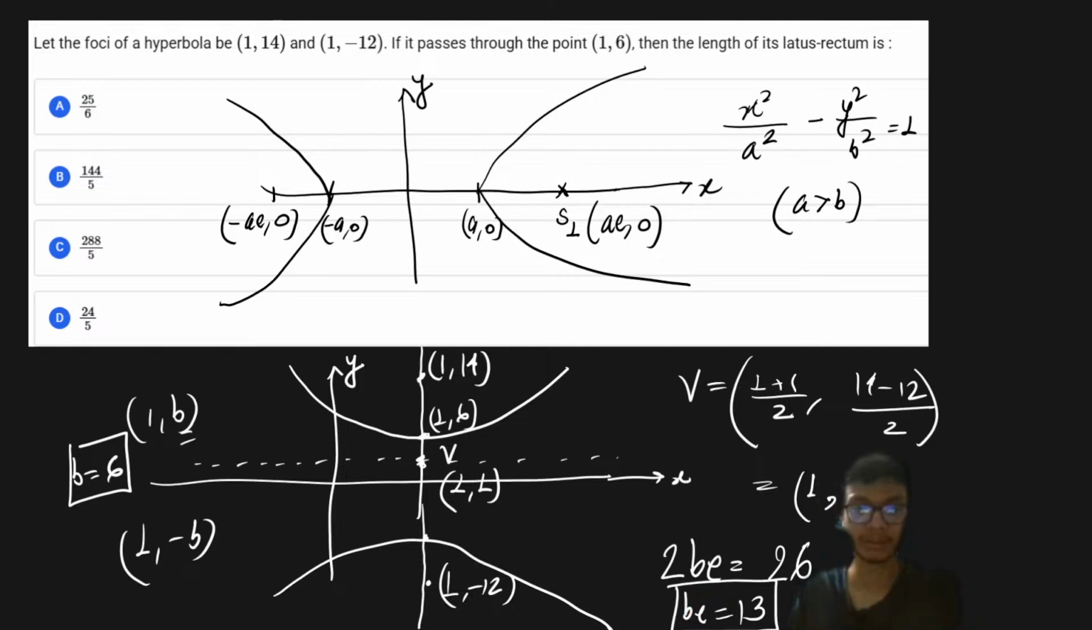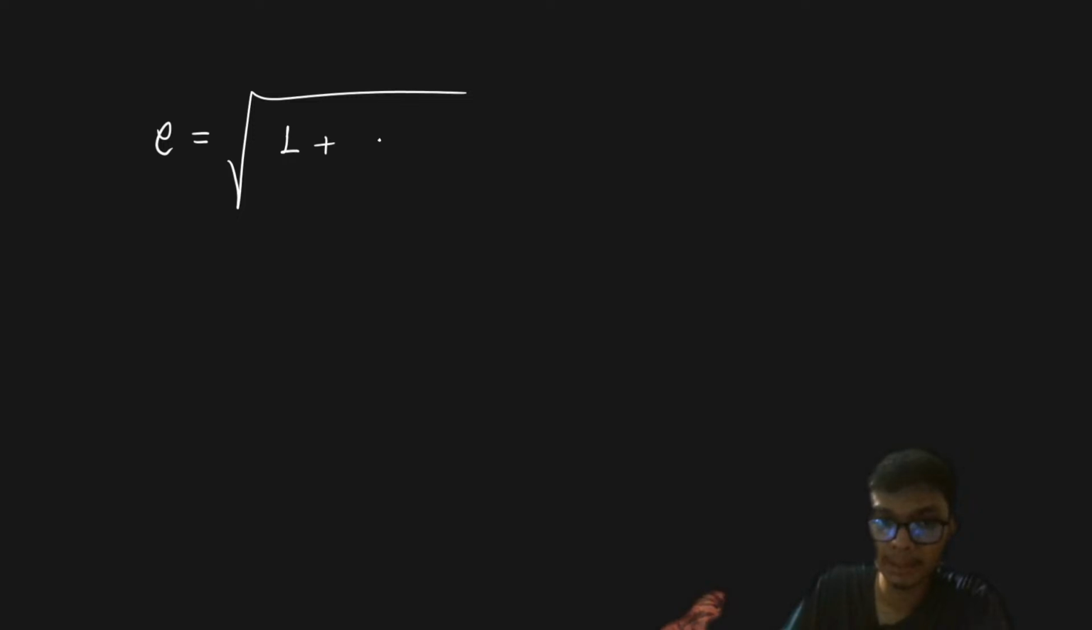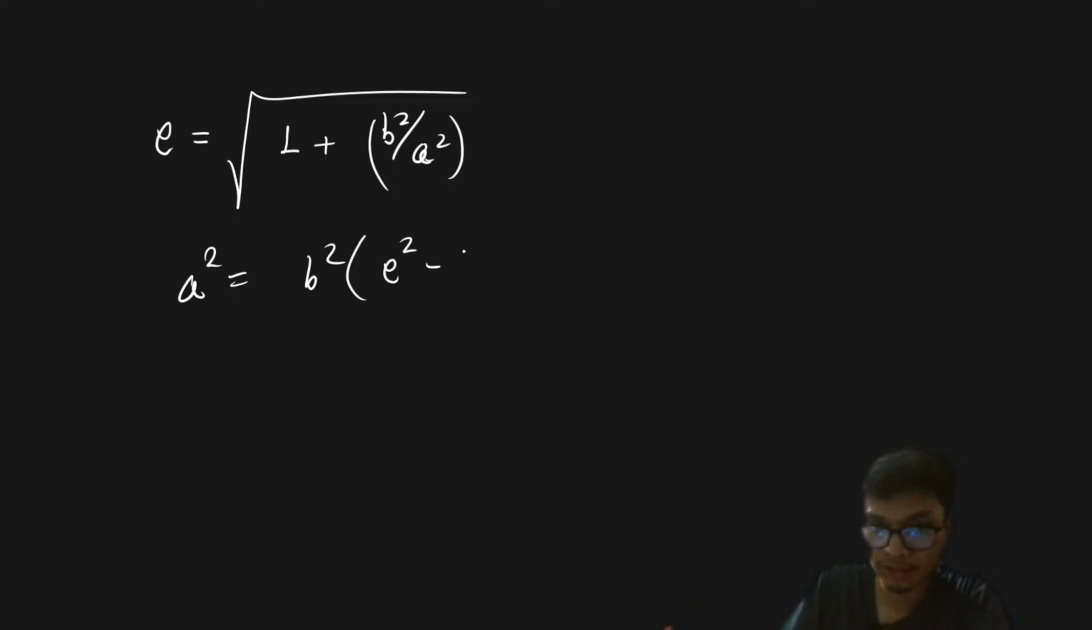And once we have this information, we also know one very important thing about the eccentricity. Eccentricity in the case of a hyperbola is given as square root of 1 plus b square by a square. Now it is always true for all the cases, right? So therefore from this we can also write a square is equal to b square times e square minus 1, right? Which also can be written as (be) whole square minus b square, right?